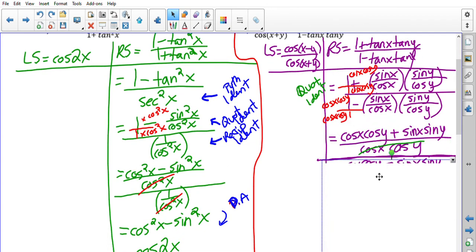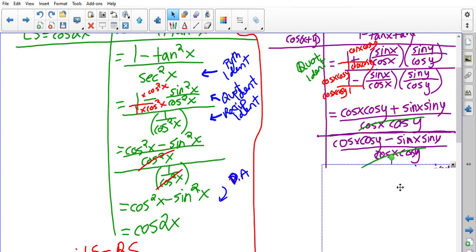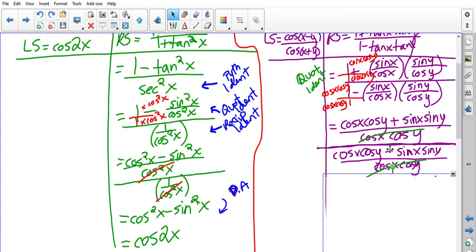All right, so what does that leave us with? That leaves us with a numerator, so let's just look at the numerator here, of cos x cos y plus sine x sine y, all over the denominator, the LCD of cos x cos y. The denominator of this guy here will give us cos x cos y minus sine x sine y all over the LCD.